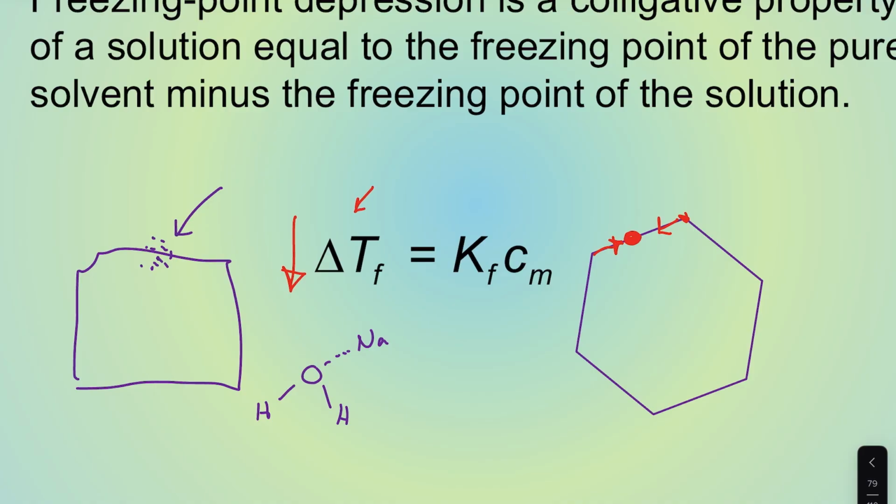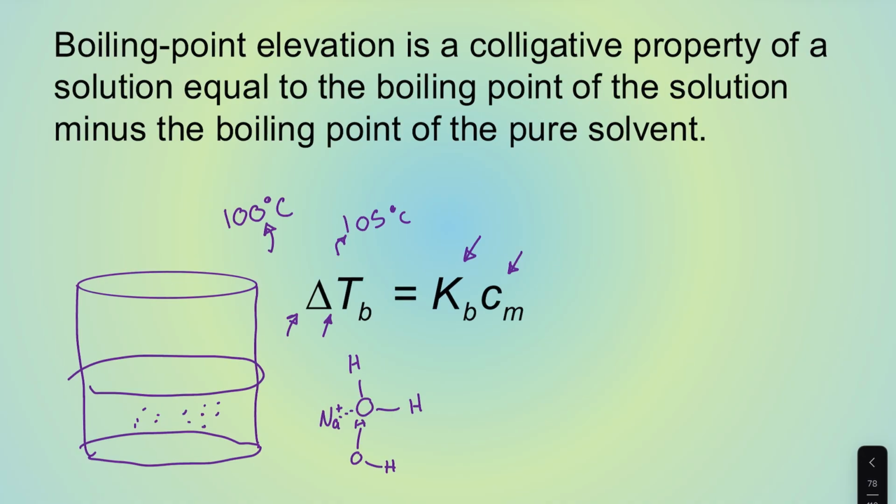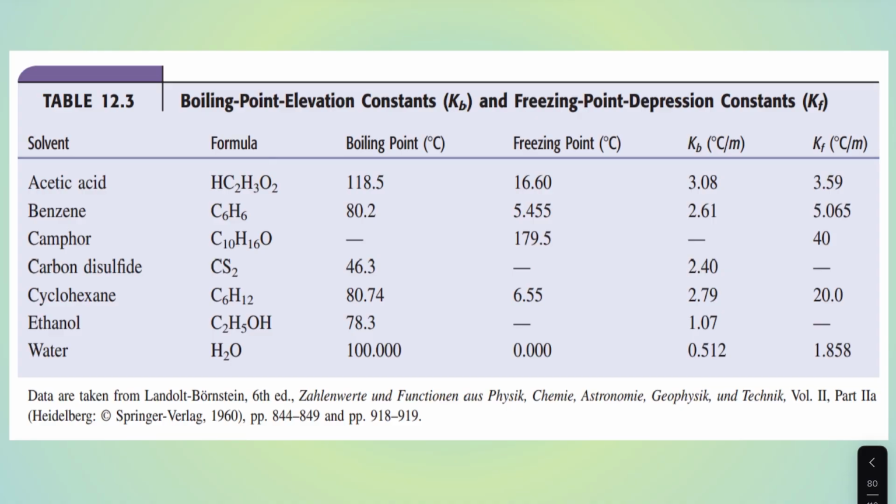And we can use the same equation here. It's very similar to the boiling point one. It's just about freezing point. And so we have this table of constants here. So KB, the boiling point constant, and KF, the freezing point depression constant. It's for different types of molecules over here. It's not super important, other than that this is a table that you would get.